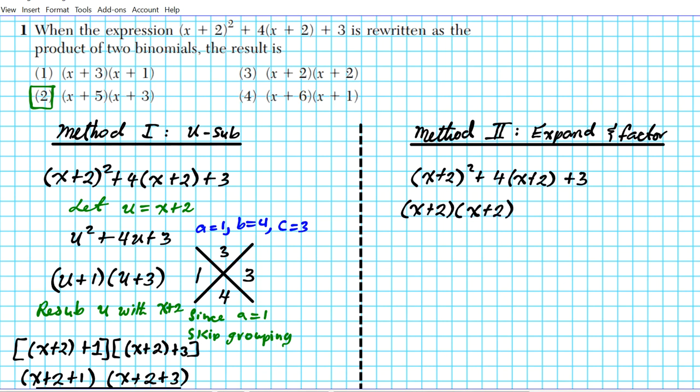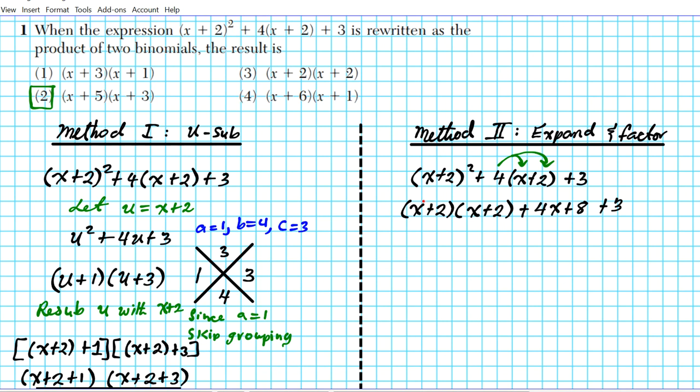And then 4 times quantity x plus 2 means positive 4 will be distributed to x and then 2. If we carry out that distribution, we have plus 4x plus 8 plus 3. And then this right here, we're just going to FOIL it out. Double distribution first, outer, inner, last.